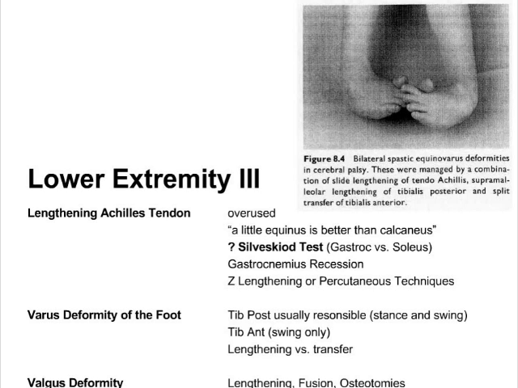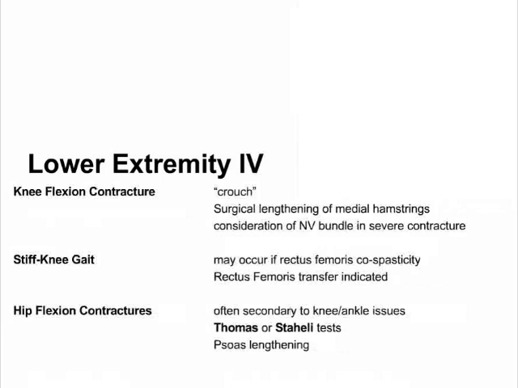Moving on to knee flexion contractures, this is the classic crouch posturing or gait that we see in CP kids. Surgical lengthening of medial hamstrings can be performed, but the neurovascular bundle has to be considered in severe contractures, and the amount to which you can release the hamstrings is dependent on, particularly if the deformity's been there and static for a long period of time. A stiff knee gait can arise if there's rectus femoris spasticity, as I said before, and this is when a rectus femoris transfer is indicated.